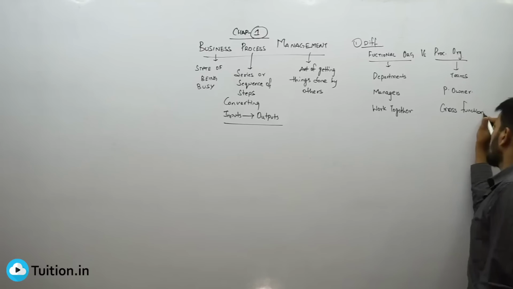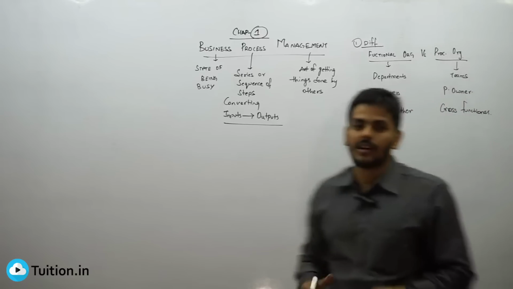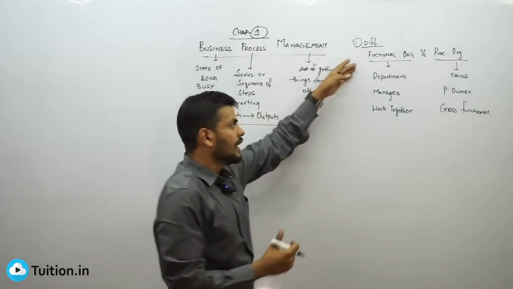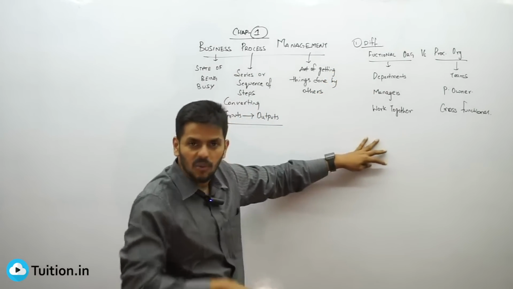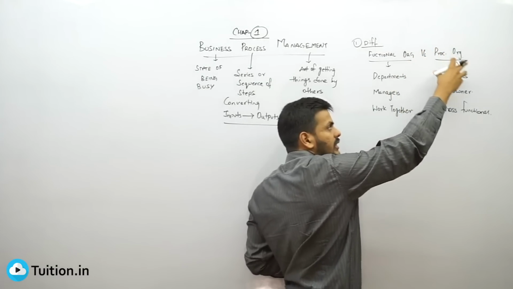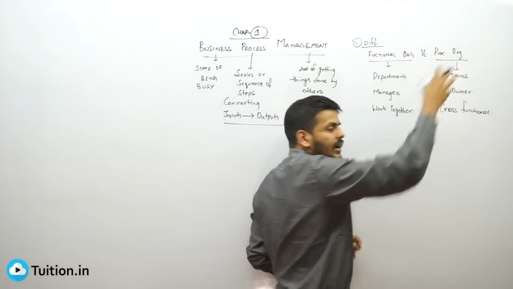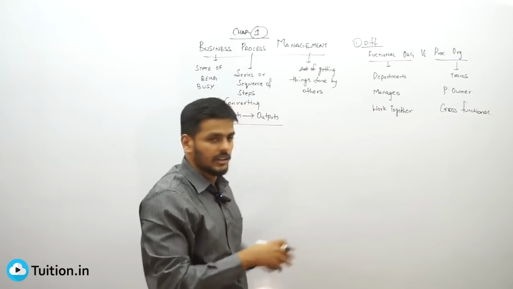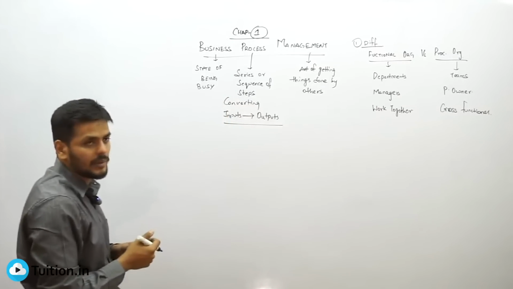Work is cross-functional. So you see, if there is a traditional organization working simply based on functions, it works in the form of departments having managers, and they work together as an entire unit. Then when you talk about a process-oriented organization, it works in the form of teams where there is a process owner and there are cross-functional connections between them, right? So that is the first topic that we are discussing.